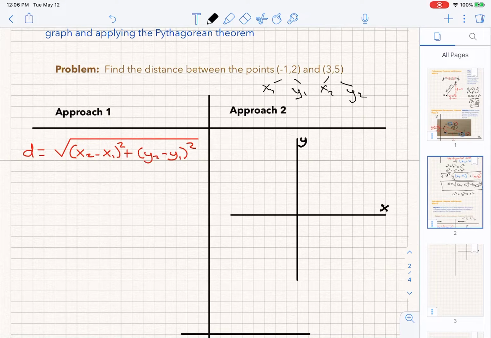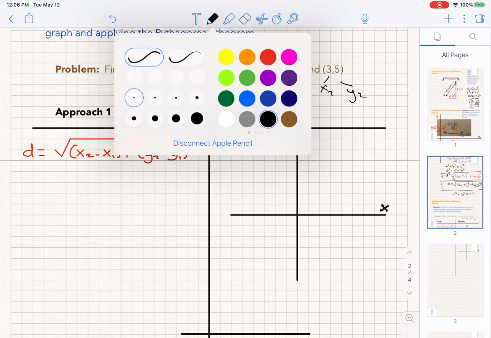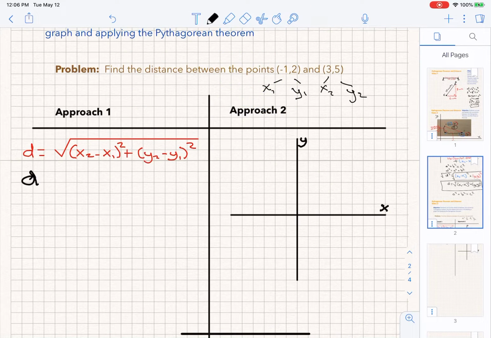All right, now we're going to plug in, and choose a little bit thicker line here, and we're going to say d equals, and then we plug in x2 is 3. x1 is -1, so we say, this is a tiny bit tricky, minus -1 squared plus, let's see, y2 is 5 minus 2.